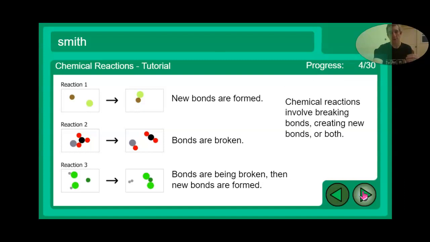So all 3 reactions involve rearranging chemical bonds. Chemical reactions involve breaking bonds, creating new bonds, or both. So again, synthesis, decomposition, and some kind of replacement. But beyond that, it's all about making and breaking bonds.